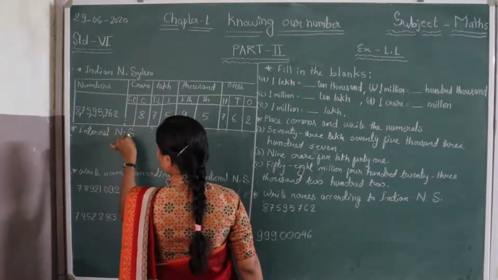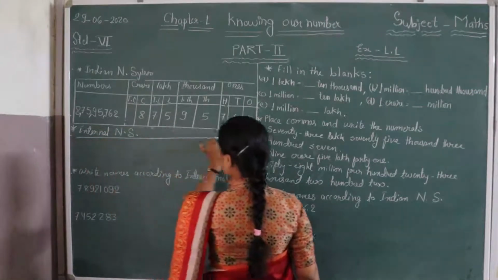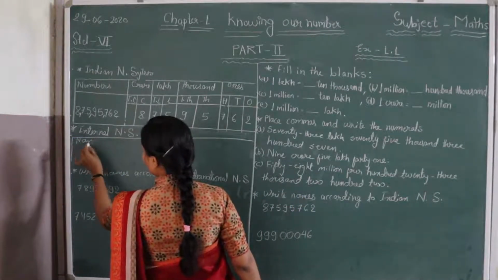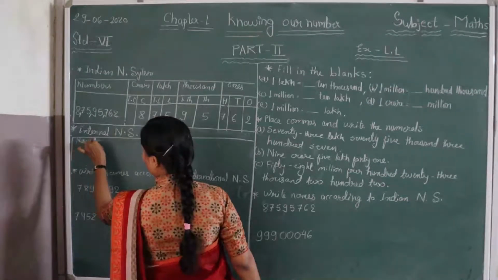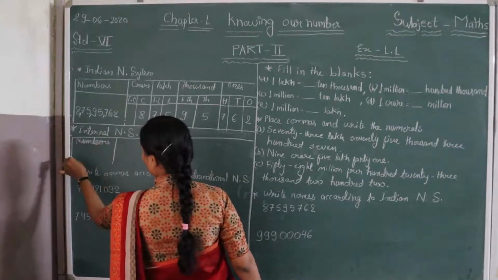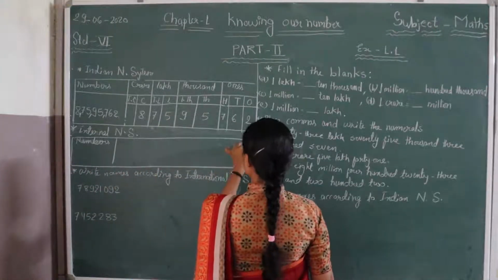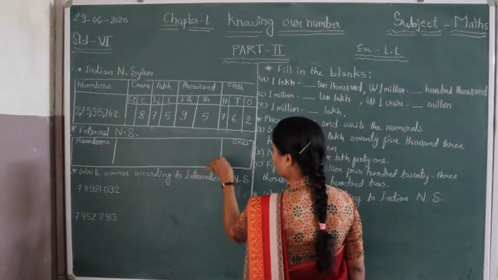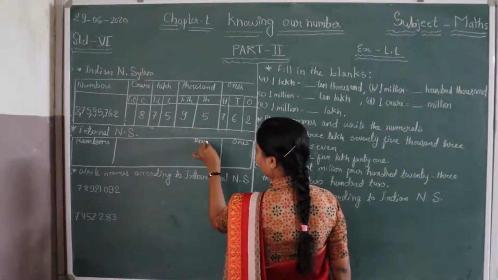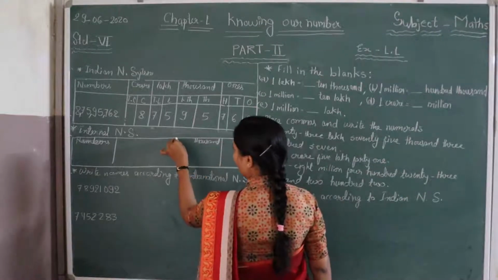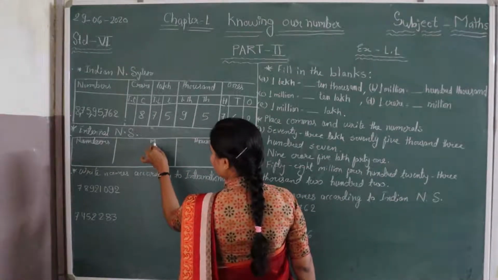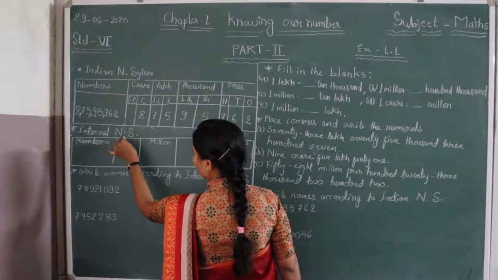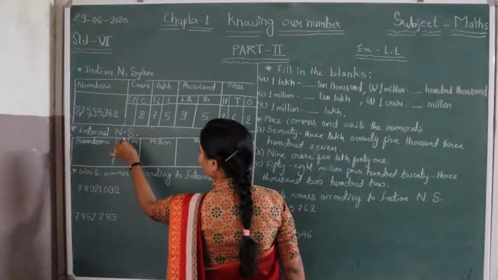International number system. In the international system, similarly there are also some divisions. Ones, then thousand, then million, then billion too, but we don't need to learn billion.